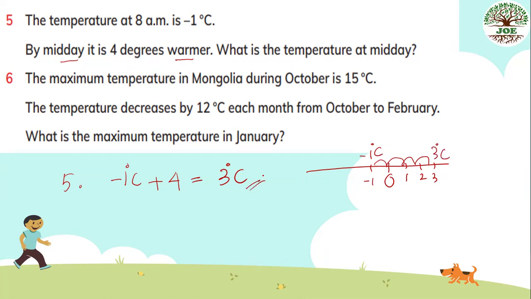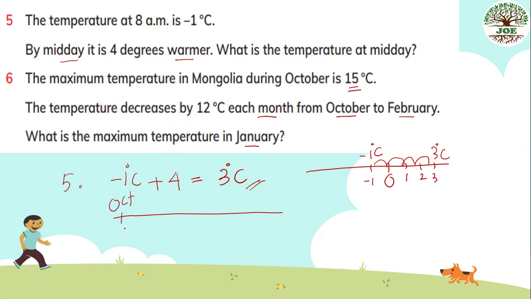And for number 6, the maximum temperature in Mongolia during October is 15 degrees Celsius. The temperature decreases by 12 degrees Celsius each month, each month from October to February. What is the maximum temperature in January? Okay, let's see.